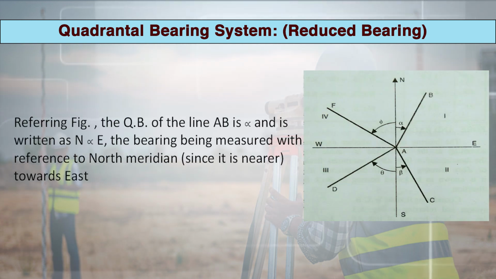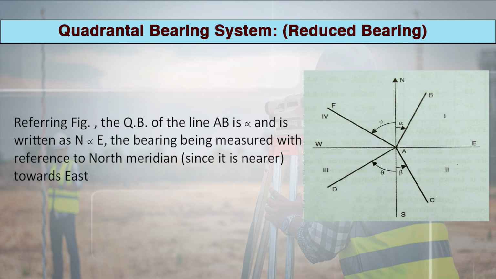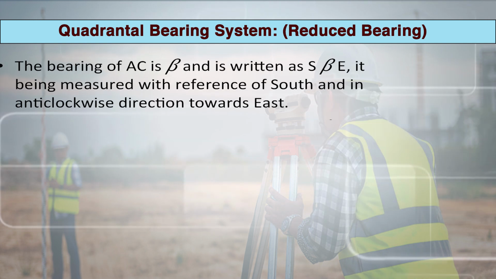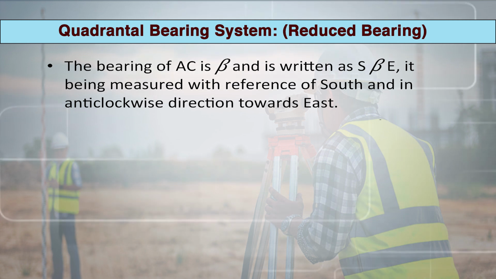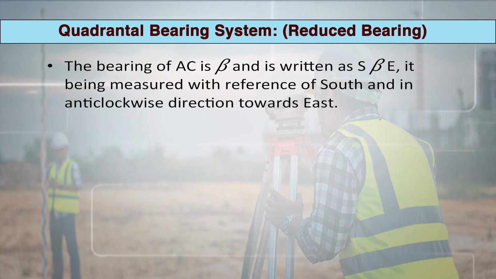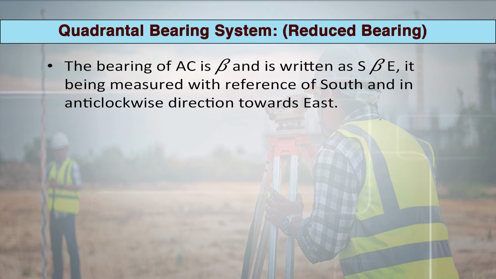So, refer to this figure. In this figure, we have to find the different bearings by the system of reduced bearing or quadrantal bearing. The quadrantal bearing of line AB is alpha and it is written as North alpha East, the bearing being measured with reference to the north meridian, as it is nearer, and it goes towards east. Now, the bearing of AC is beta and it is written as South beta East, being measured with reference to south and in an anti-clockwise direction towards east. It is measured from south because the survey line is nearer to the south.